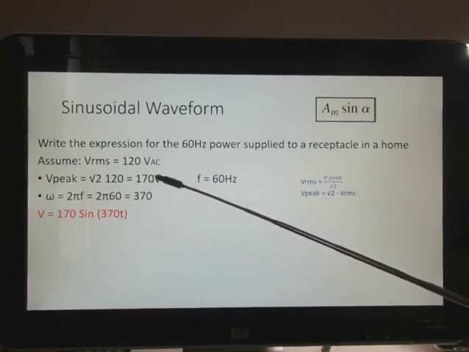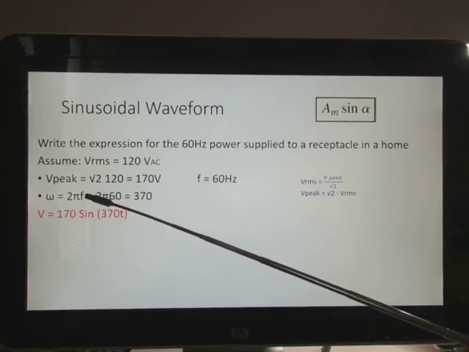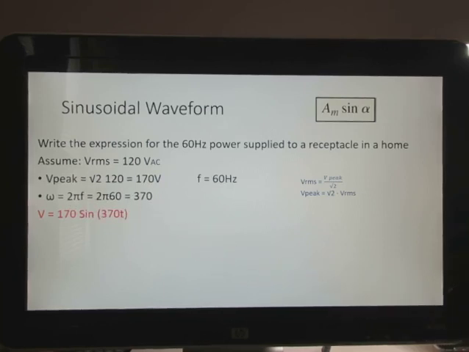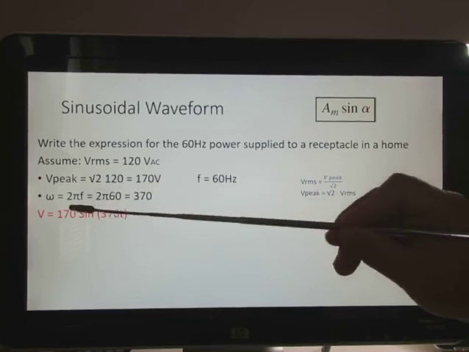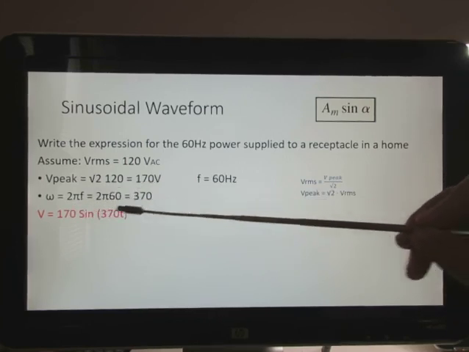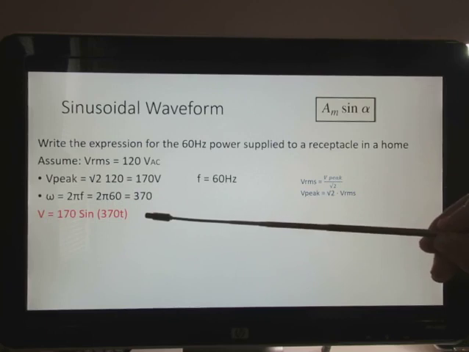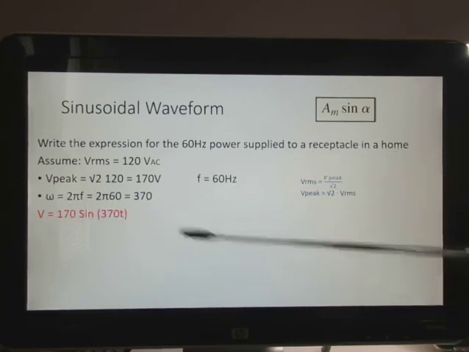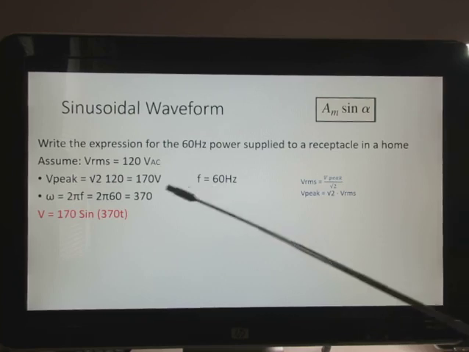And so what is the angular velocity? We know it's a 60 Hertz waveform. That's what the frequency is of our utility given to us at our home. So 2 pi 60 is 370. So this is the expression for voltage at your receptacle in a home. 170 sine 370 t. And we're just assuming it's starting at the origin.